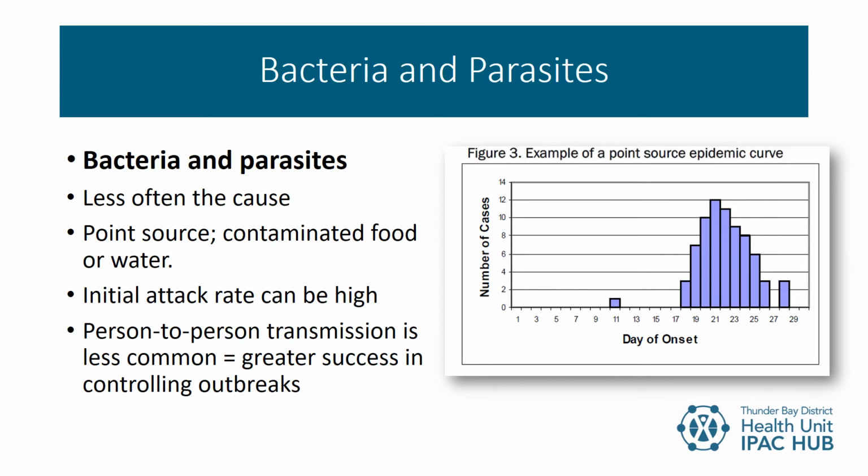Bacteria and parasites are less often the cause of outbreaks, but they can occur. Some bacterial pathogens, such as Shigella, verotoxin-producing E. coli, and Salmonella typhi, require special considerations. Their initial attack rate may be higher, but the transmission from person to person is less common, leading to a greater success in controlling the outbreak.